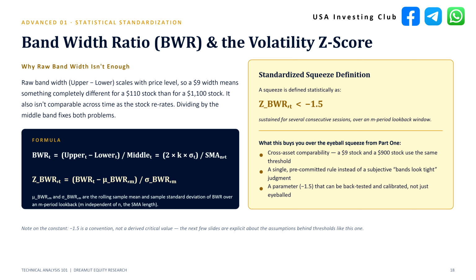Here's what this buys you over the eyeball squeeze from Part 1. Cross-asset comparability. A $9 stock and a $900 stock can use the exact same threshold, a single pre-committed rule instead of a subjective "the bands look tight" judgment call, and a parameter, that negative 1.5, that can actually be back-tested and calibrated rather than simply eyeballed off a chart. One important note on that constant. Negative 1.5 is a convention, not a derived critical value. The caveat slide just ahead is explicit about the assumptions behind thresholds like this one.